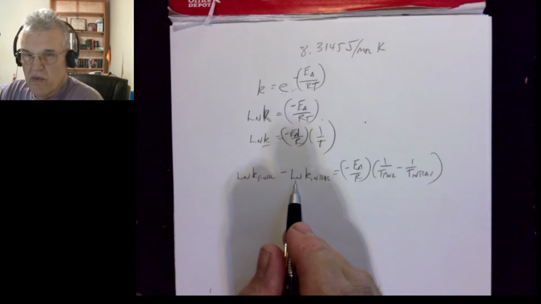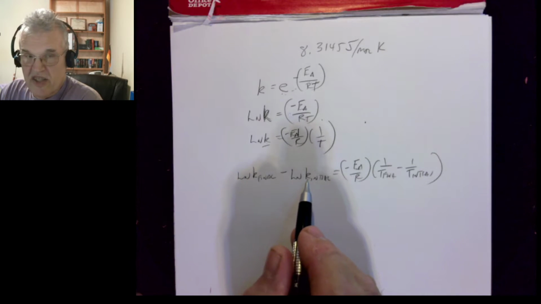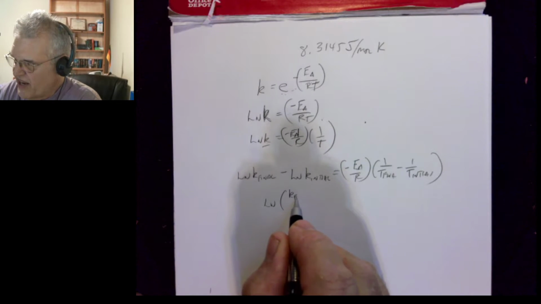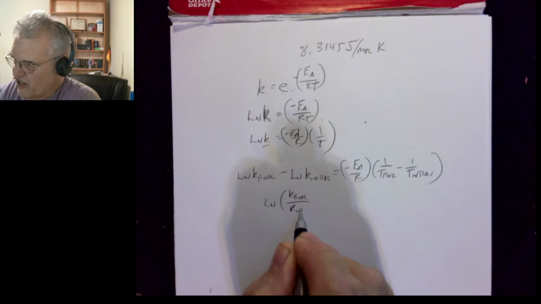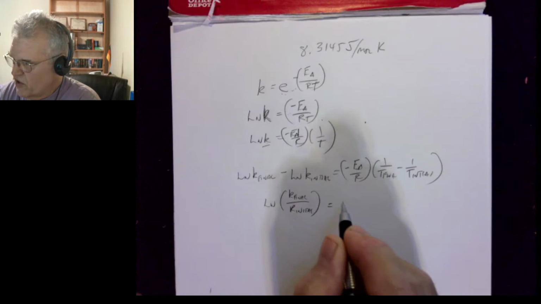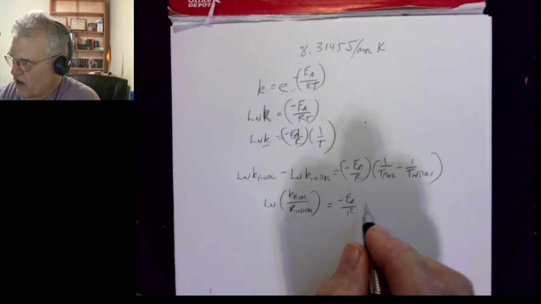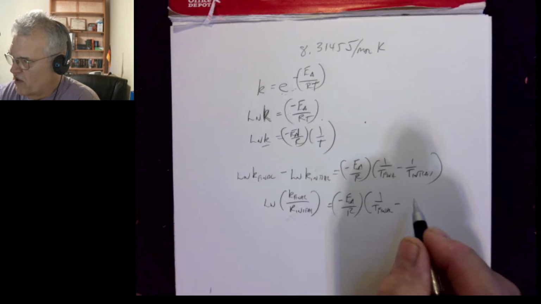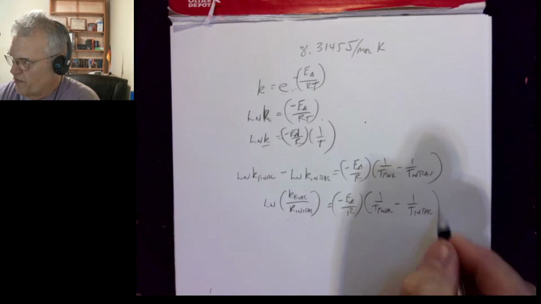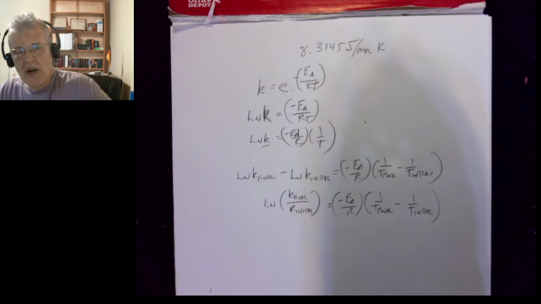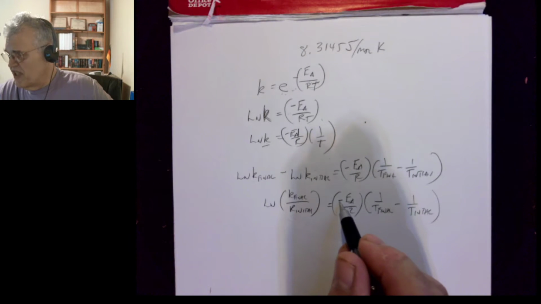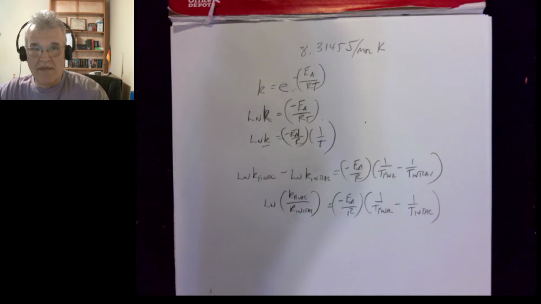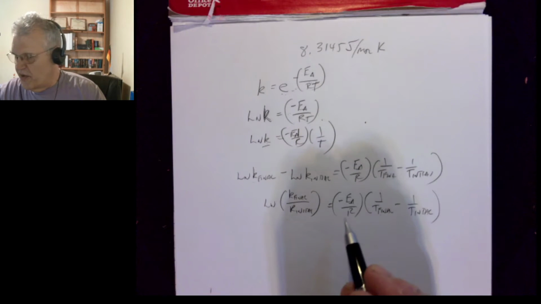Well, if you know your rules of logs, a difference of logs is the same as the log of a ratio, so I can change this to say it's ln of k final over k initial is equal to negative Ea over R times 1 over T final minus 1 over T initial. If you go online and look around, you're going to find some people that take the negative sign off of here and then flip the final and initial here. It gives you the same value, but you've got to be careful for what you're doing.